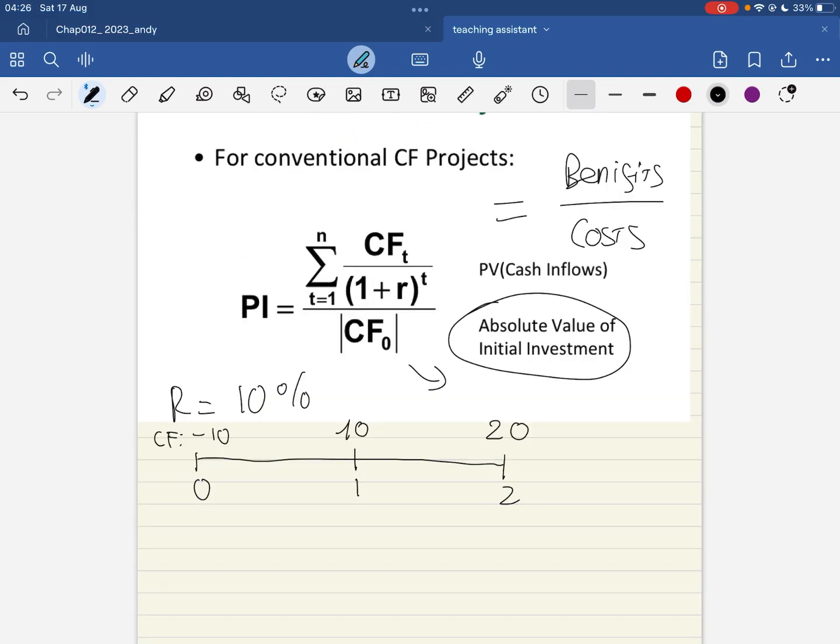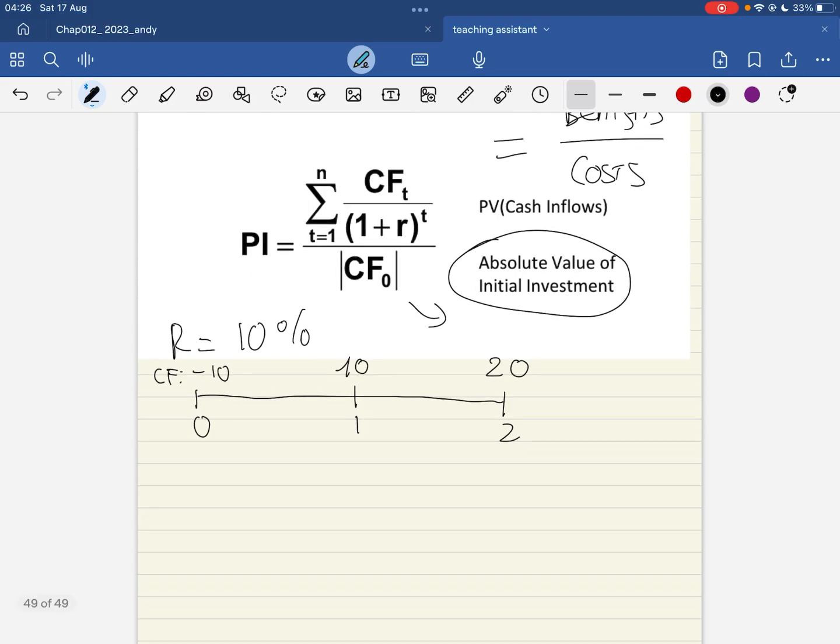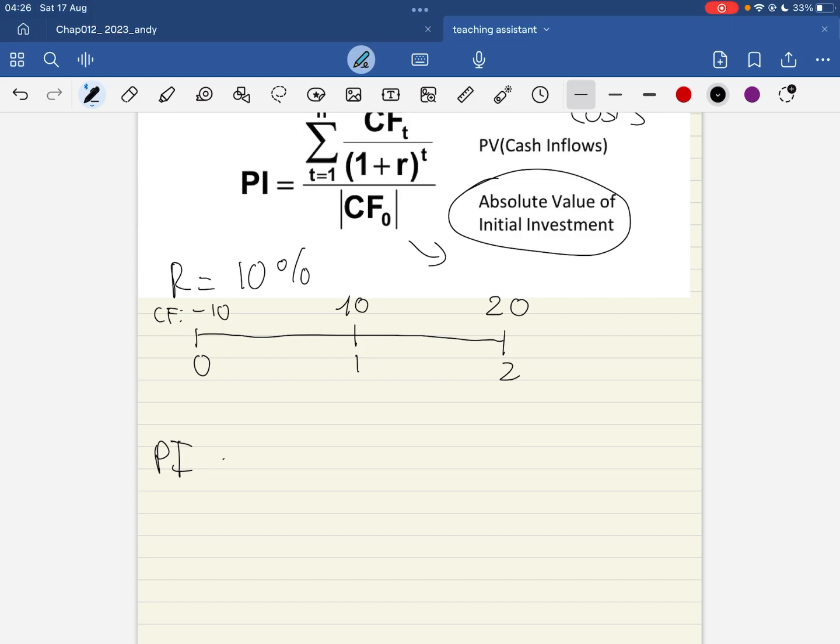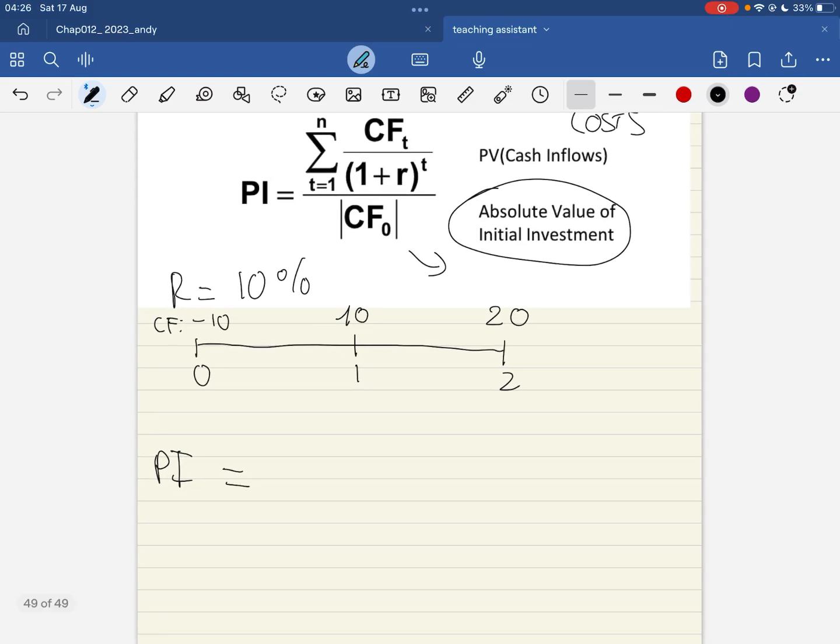Here in this example, we have CF0 equal to minus 10. We invest $10. In the first year, it generates $10, and in the second year, it generates $20. And we know that the required return is equal to 10%. So applying the formula, PI, profitability index, will be equal to CF0 minus 10 plus 10 divided by 1 plus 10% plus 20 divided by 1 plus 10% squared. Then we divide with the absolute value of CF0, which is minus 10.